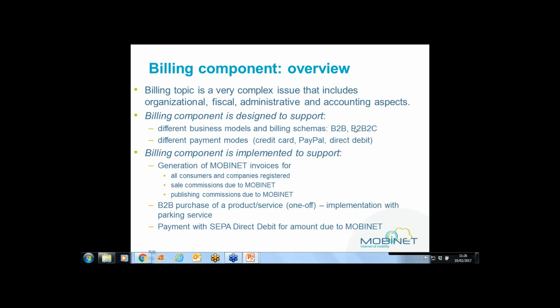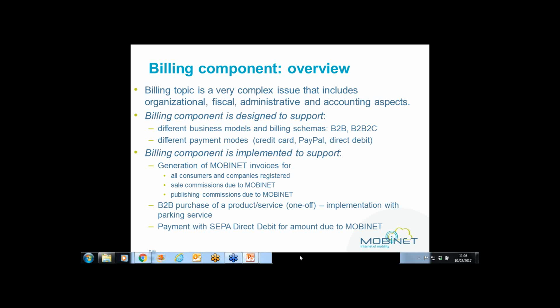So the billing component is implemented to support the generation of MOBiNET invoices for all users registered in the MOBiNET platform, as explained before by Enzo. So the invoices and the registration for all kind of users. The sale commissions and the publishing commission due to MOBiNET for its services provided by MOBiNET and displayed in the dashboard and the service directory. The business-to-business purchase of a product or service, such as the implementation with the parking services a demonstration, and the payment with the SEPA direct debit for the amount due to MOBiNET for its service published on the service directory.